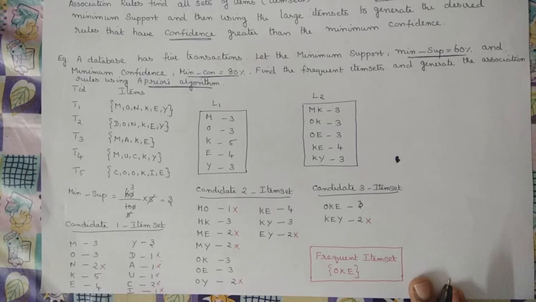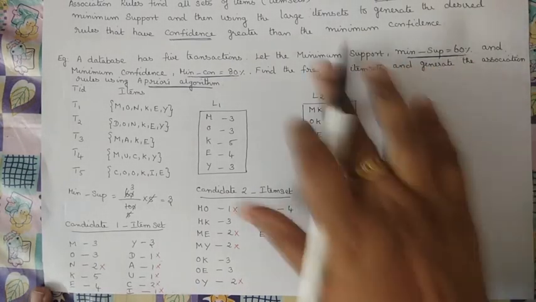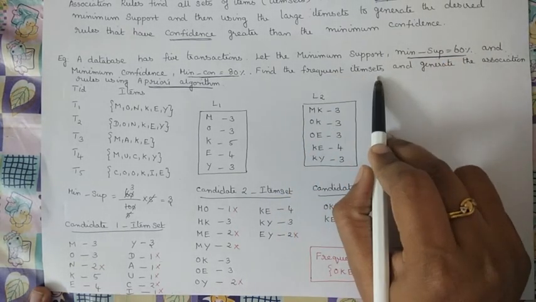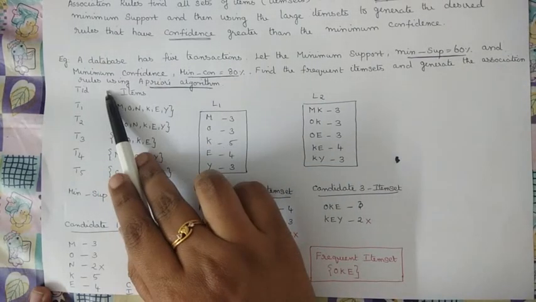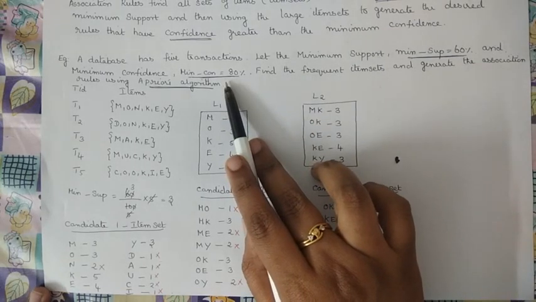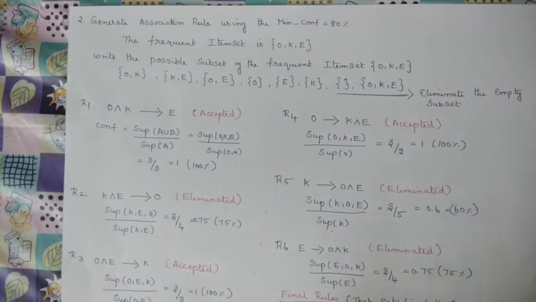Once this is done, the first half of the problem is over. With minimum support, I have found my frequent item set. Now I need to generate the association rules. That generation of association rules must be done with the help of the minimum confidence value that is given, that is 80%. Whichever rule does not have a value of 80% or more will be eliminated. Whichever has 80% or more will be accepted.